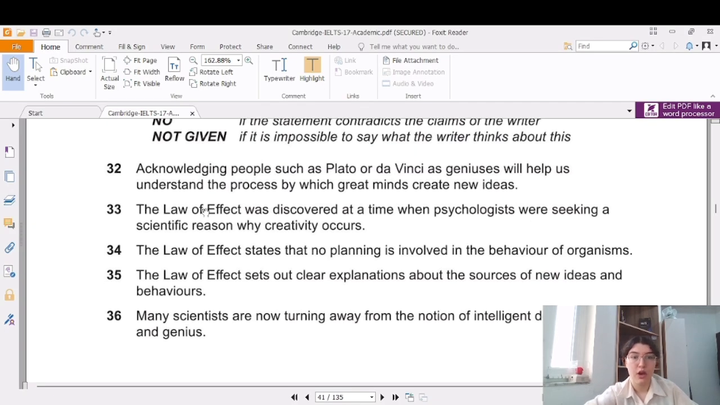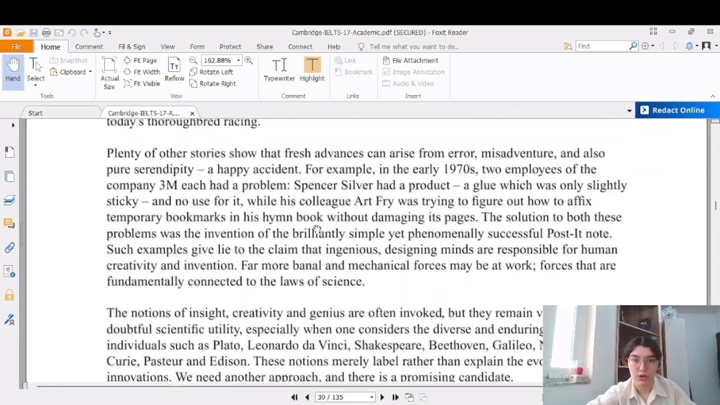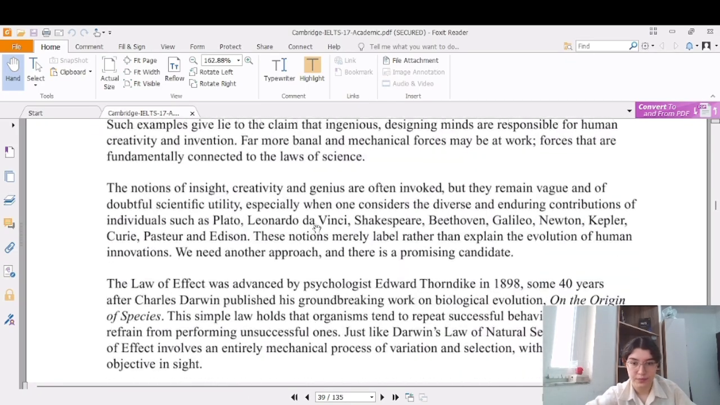33. The law of effect was discovered at a time when psychologists were seeking a scientific reason why creativity occurs. So they were trying to come up with a reason why creativity occurred or existed, and then they discovered the law of effect. Let's see if it's true, false, or not given.